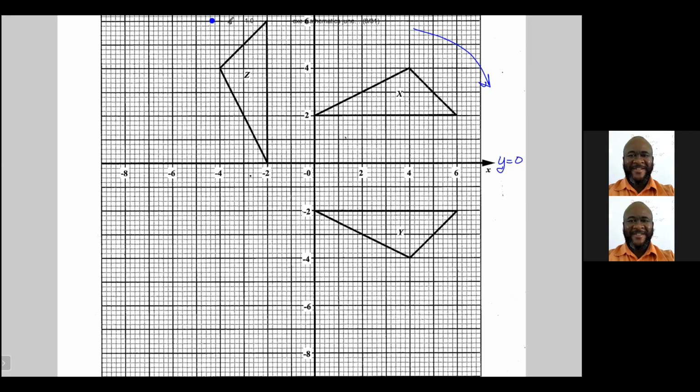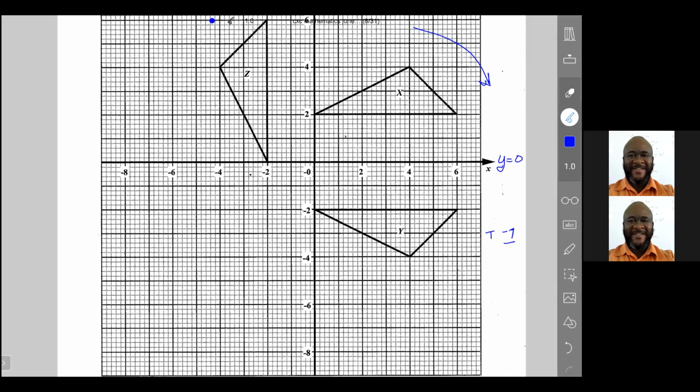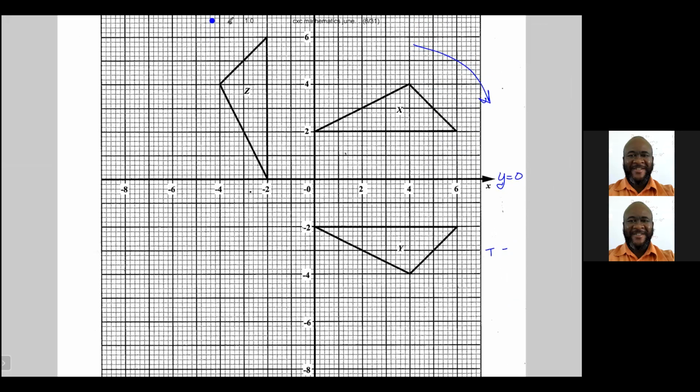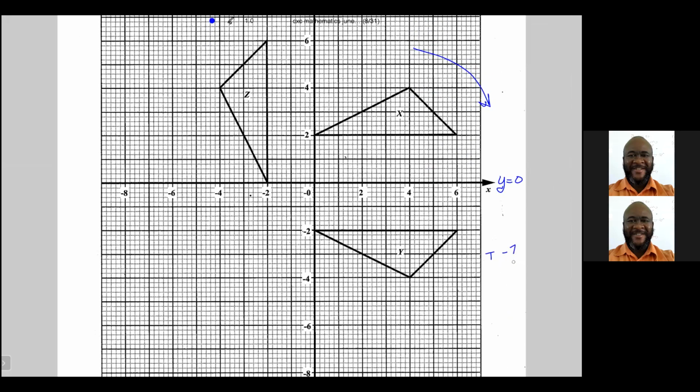All right, so when the translation vector is -7, 1, the -7, 1 is telling you how to move the shape. The -7 at the top is telling you how to move the shape horizontally, and the 1 at the bottom is telling you how to move the shape vertically. So how do we translate a shape? We do it one vertex at a time.